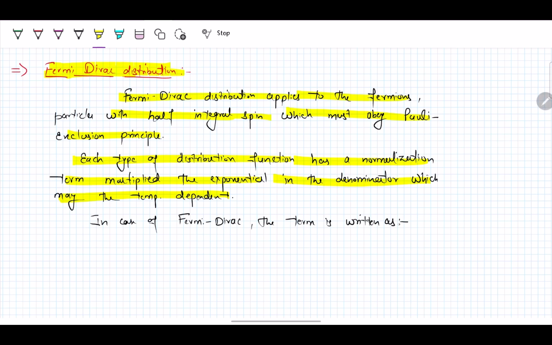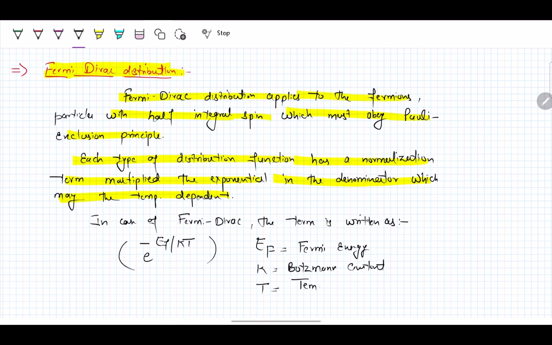In the case of Fermi Dirac, the term is written as exponential of (E minus EF) over KT, where EF is the Fermi energy, K is the Boltzmann constant, and T is the temperature, in Kelvin.